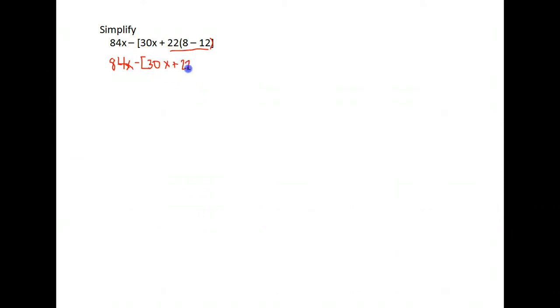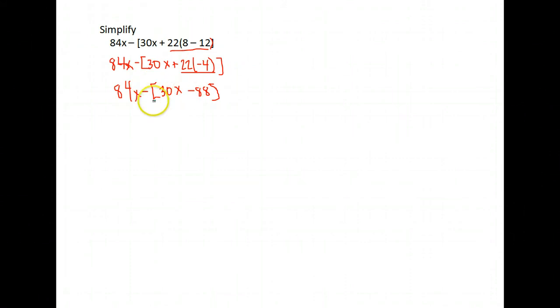And then here we have plus 22 times 8 minus 12, which is a negative 4. Opposite signs, subtract them, and the bigger number is negative, so we get a negative. Next, we're going to do our 22 times negative 4. Leave everything else exactly the same, just as before. 22 times negative 4 gives us negative 88. We can't combine the 30x and the negative 88 because one has an x and the other does not.